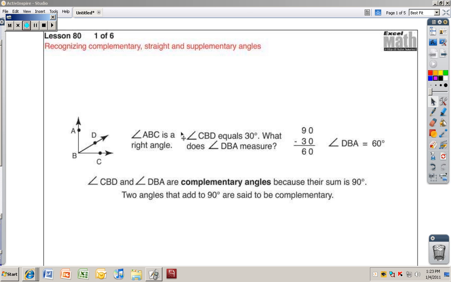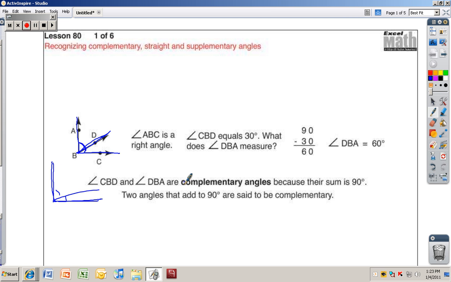It shows you that angles CBD and DBA are complementary angles because their sum is 90 degrees. So here are the two angles they're talking about. This angle right here and this angle right there are complementary angles. And what that means is the two angles together form a 90-degree angle. Two angles that add to 90 degrees are said to be complementary. So any way I split this angle, this angle and this angle are complementary because it makes a 90-degree angle.